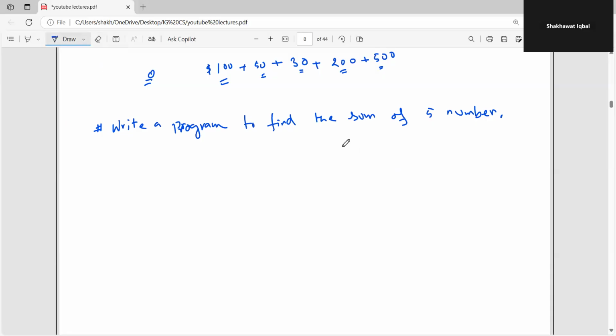So for example, now the sum of 5 numbers. At the beginning, we have to assume that before adding the numbers with each other, I have nothing. Nothing means 0. So at the beginning, I will say sum equals 0. We will write it in this way. Okay, sum is 0, so we are assigning 0 to sum.